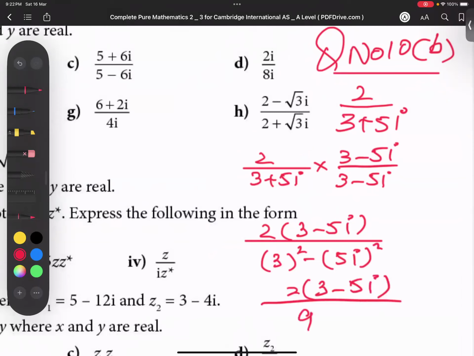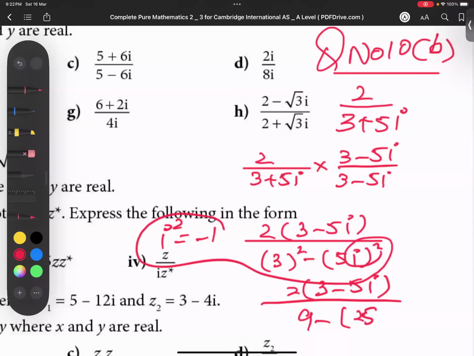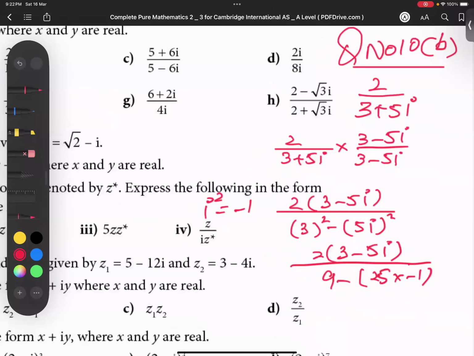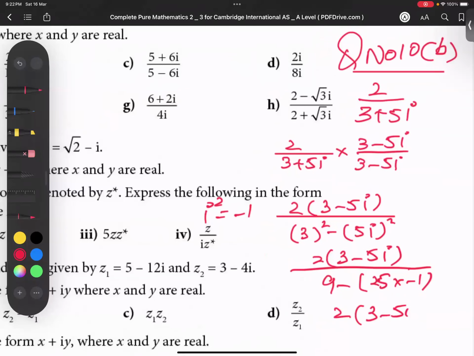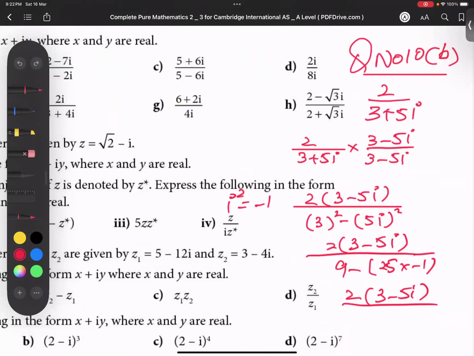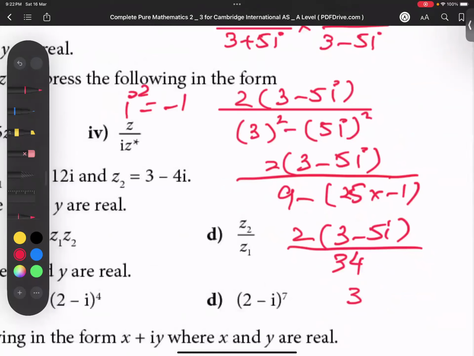So Adrita, 3 square is 9, and the square of 5 and square of iota. So 5 gives you 25 iota square. And you know iota square, Adrita, is minus 1. So that is why when a square of iota comes, I write here minus 1. And finally, this is minus plus 15, 25 plus 9, 34. Let me check. Yeah, 34. And this 2 cancels with 34. You get 3 minus 5 iota over 17.